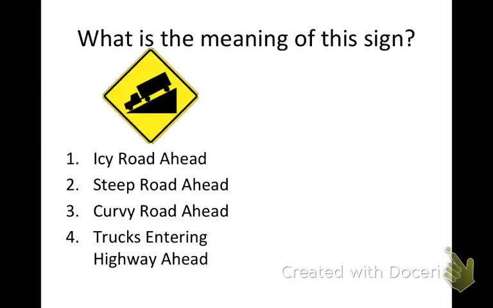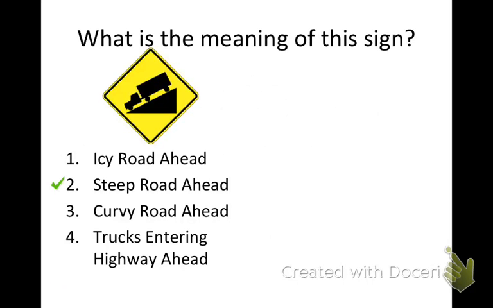If you take a look at this sign, the meaning of this sign could have several meanings. You see there's a truck, there's kind of a wedge shape. What does it mean? Well, you have 4 answer choices there. Icy road ahead, steep road ahead, curvy road ahead, or trucks entering highway ahead. And if you've seen this sign before, it means steep road ahead.